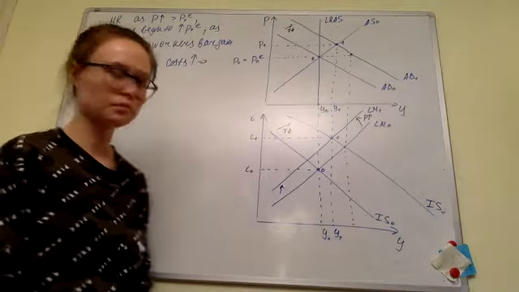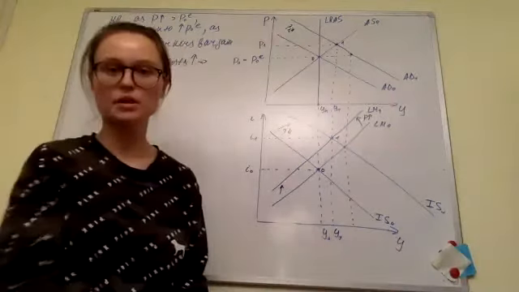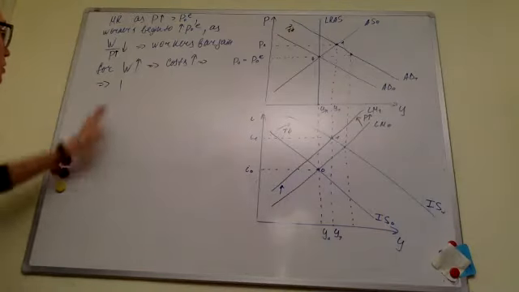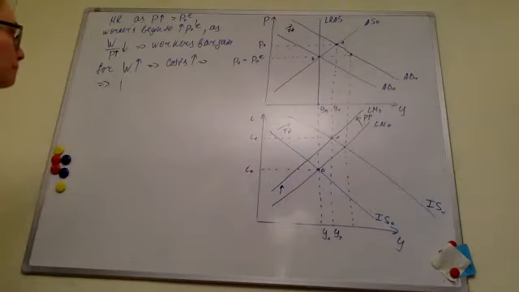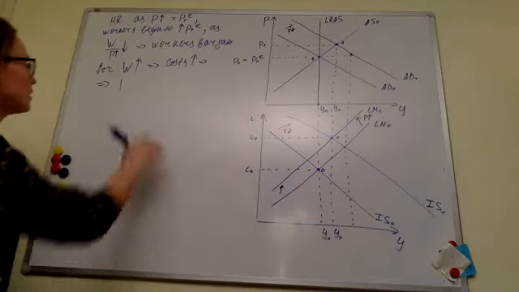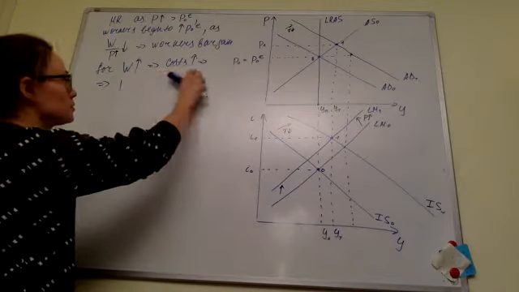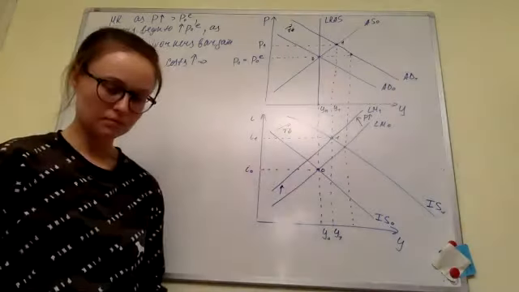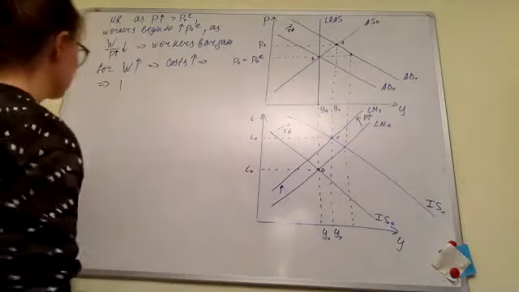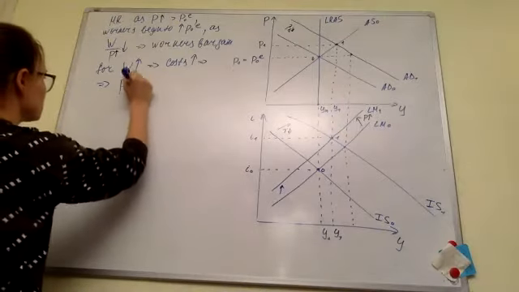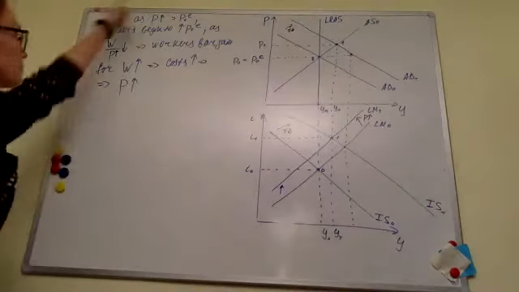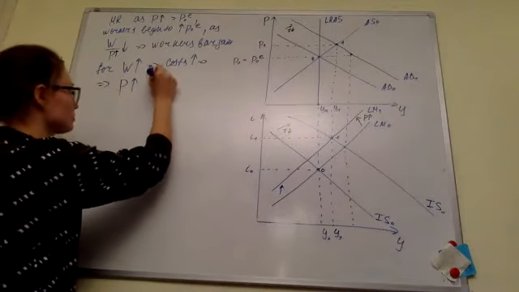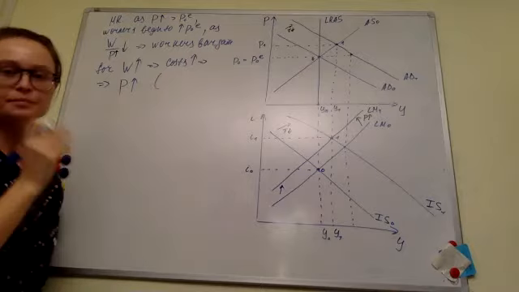Higher output means higher income, so we agree to higher nominal wages. Then that means higher costs, and that means prices are going to be higher. Yes, prices will go up. And this means that we will have another shift on both curves.